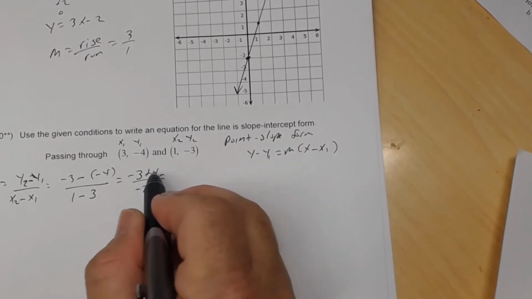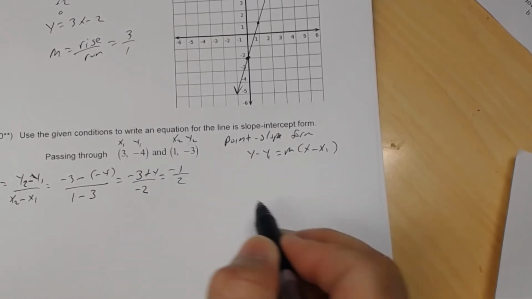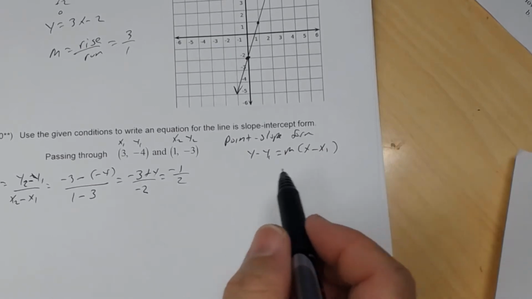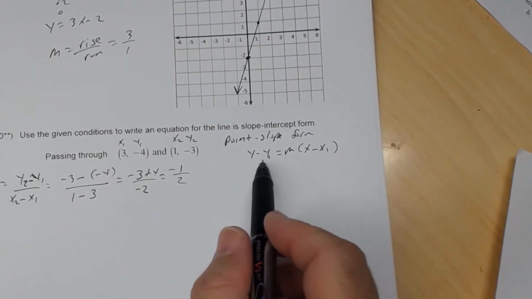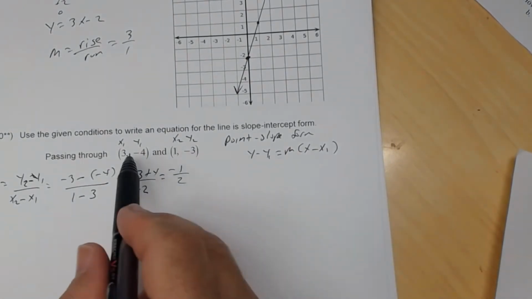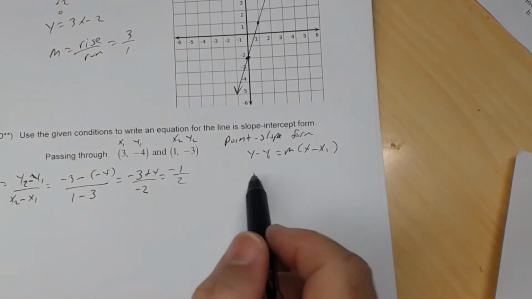So negative 3 plus 4 is 1, so that's a negative 1/2. So the slope is a negative 1/2. Now, I found the slope, and all I've got to do is use one of these points. It does not matter which point you use, you'll still get the same answer.